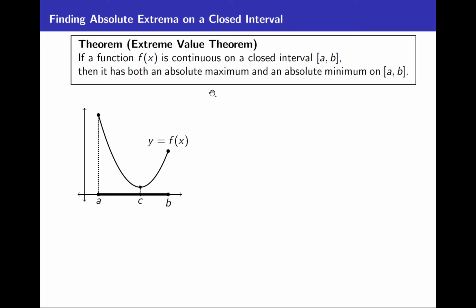So this theorem just tells you that you're guaranteed to have an absolute maximum and an absolute minimum when f is continuous on a closed interval. And that's useful because if you're trying to find absolute max and min, when you start out, it's good to know that they actually exist. And this theorem is going to tell you that they exist if f is continuous on a closed interval.